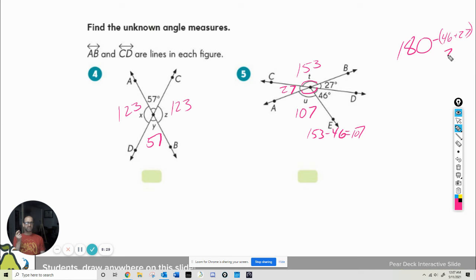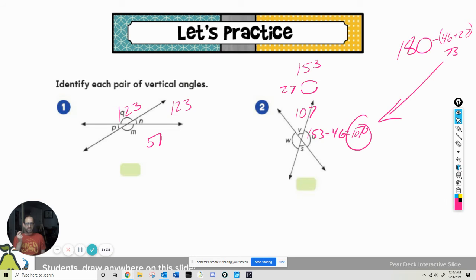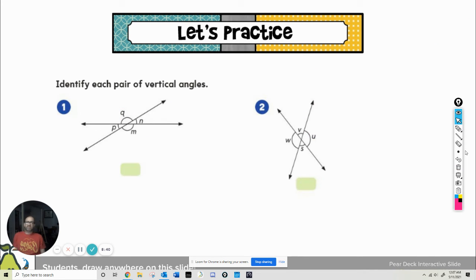46 and 27 is 73. 180 minus 73 is 107 degrees. Okay? That's practice. Identify each pair of vertical angles. Did you get that? Good. Did you get that? Good.